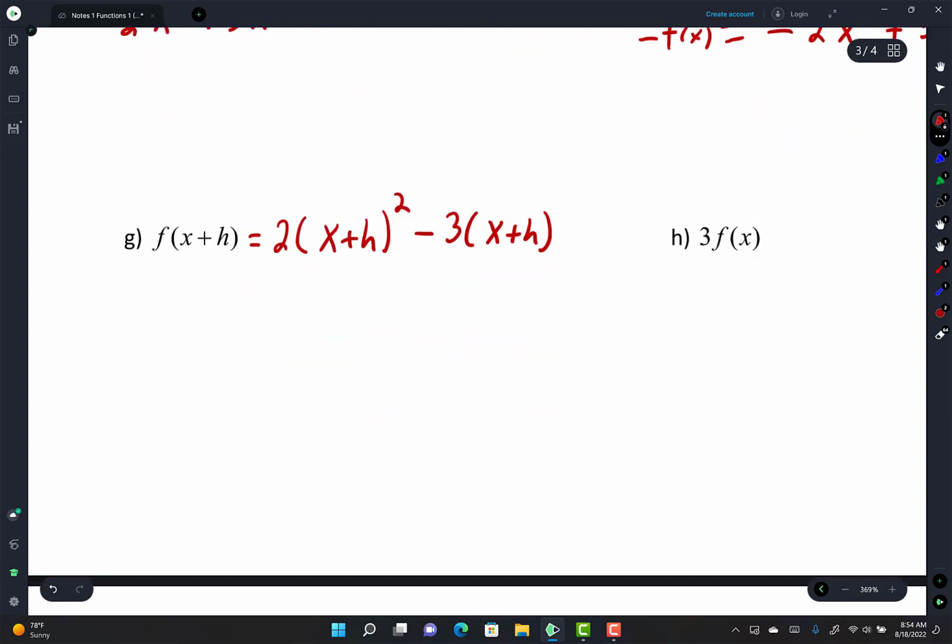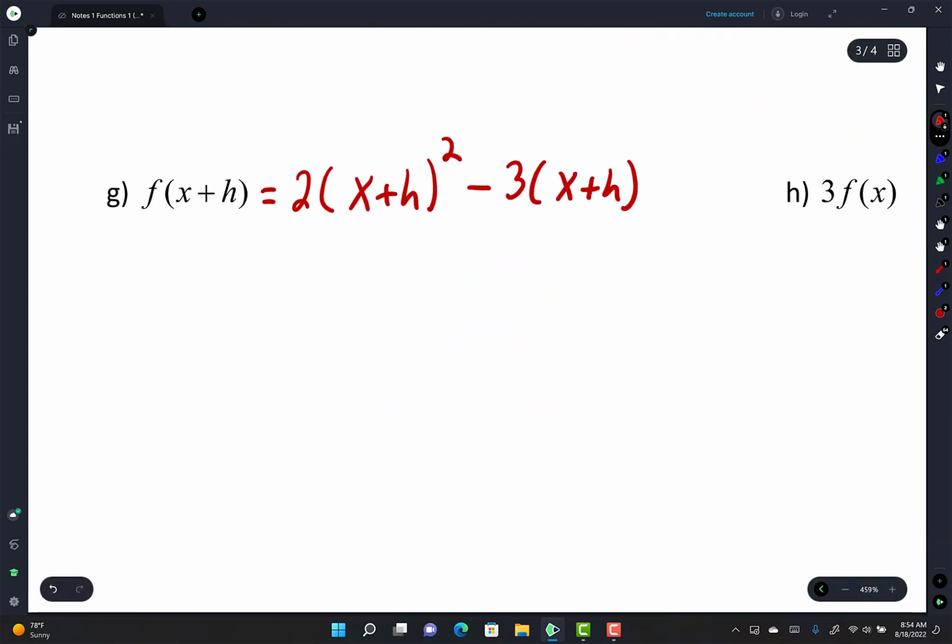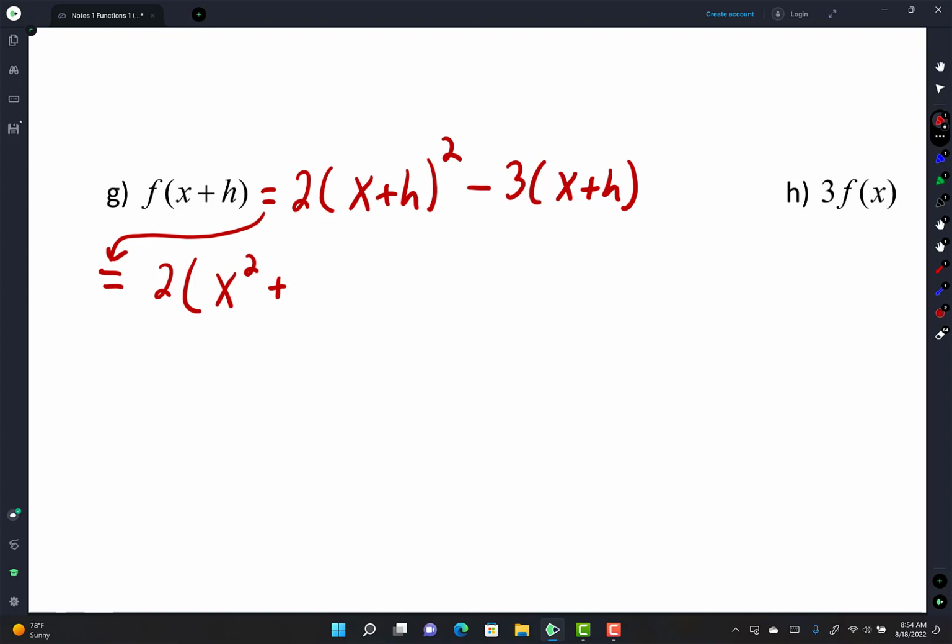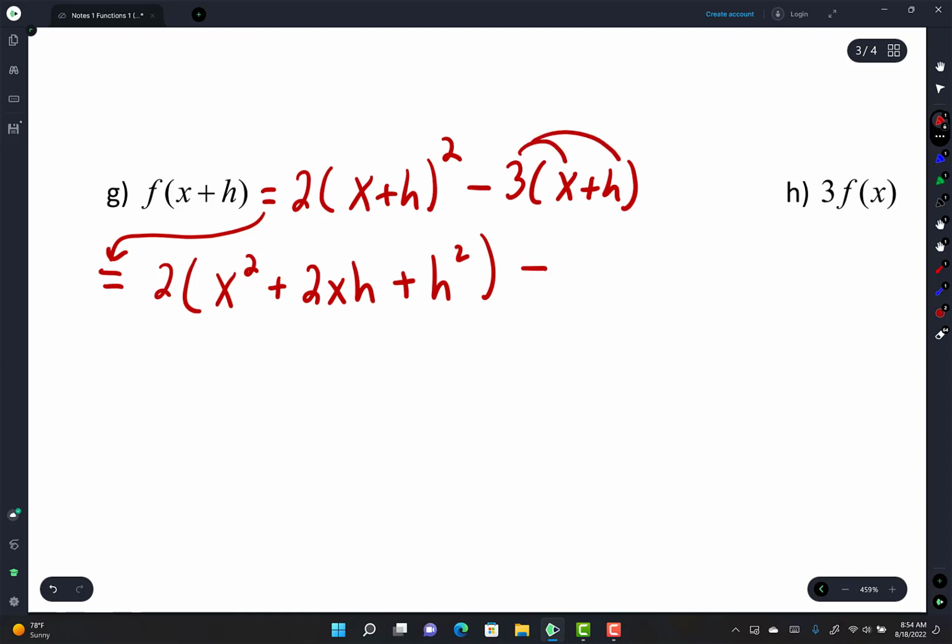Is anyone confused with that? And I'll zoom in. We're still good? Okay. Equal sign. That equals... here we go. 2 parenthesis x times x squared plus x times h is xh, but how many of those am I going to have? So I'm going to write 2xh plus h times h squared, close parentheses, minus, distribute 3x, don't forget to distribute that negative, minus 3h. Is everyone so far okay?